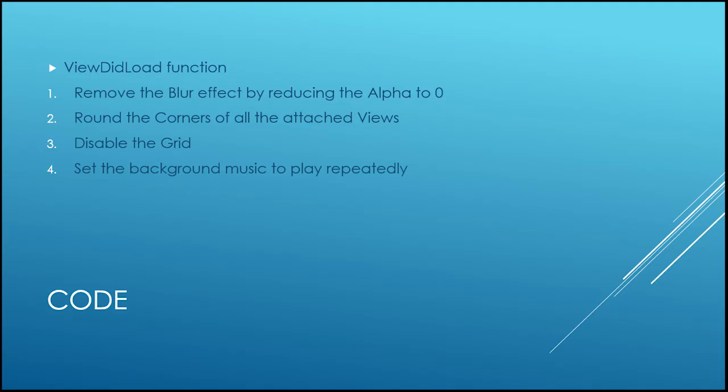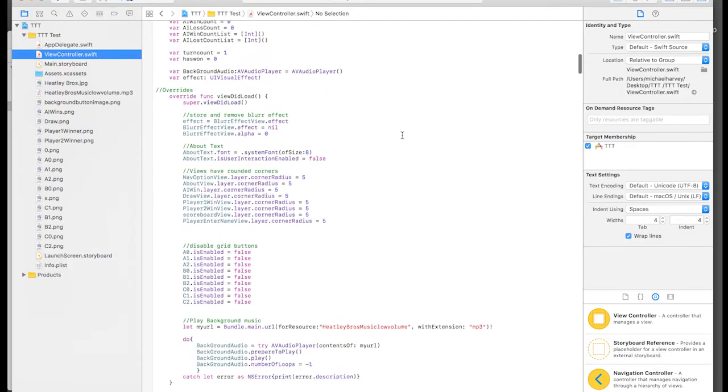The viewDidLoad function includes a few things. Remove the blur effect by reducing the alpha to 0. Round the corners of all attached views. Disable the grid and set the background music to play repeatedly.